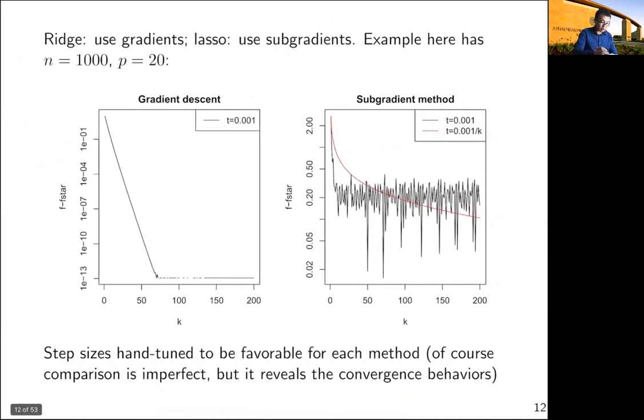Okay, so let's compare the two methods. Suppose we use gradient methods for the ridge regression. Then on the left-hand side, we can see that it converges linearly. This is a semi-log plot where on the horizontal axis you have linear scale, and on the vertical axis you have log scale. A straight line on these semi-log plots means that you have linear convergence.